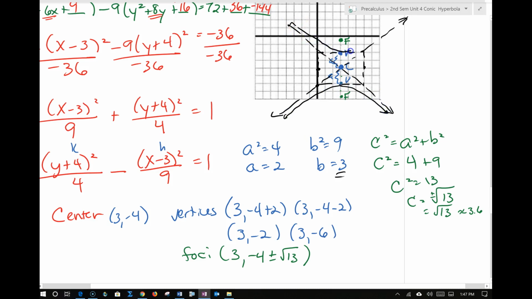Make sure you touch your vertex and you keep on going. Those are your two branches. I mean, a hyperbola is made with two parabola-like branches. Hopefully that kind of gets you guys started on this and helps you be able to finish your homework.